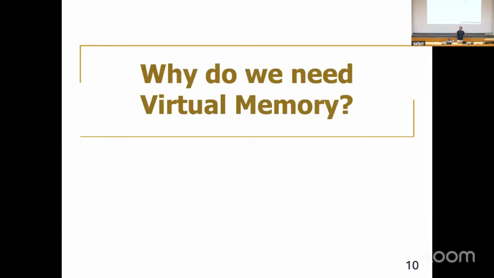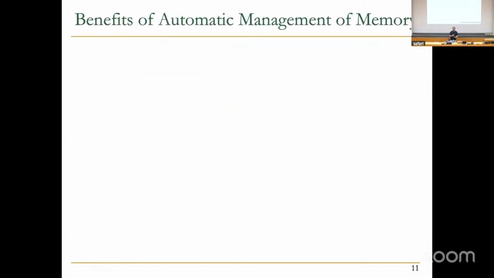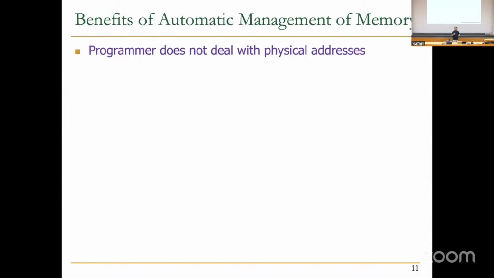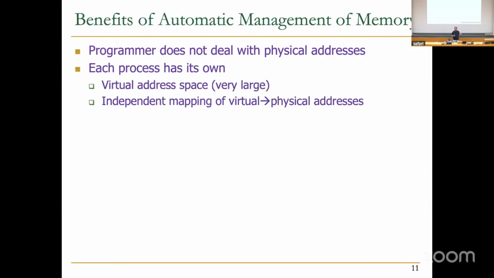The question is, why do we need virtual memory? There are many benefits of automatically managing memory. First, the programmer does not need to deal with physical addresses. Each process has its own virtual address space, and it has an independent mapping from virtual to physical addresses. So when you write your program, your NumPy array, let's say in Python, or your C array, which you allocate using a malloc, this is represented using virtual addresses, which is an abstraction. Somehow each process needs to keep track of the virtual addresses that correspond to this array and how they map to the actual physical device where you store your data.